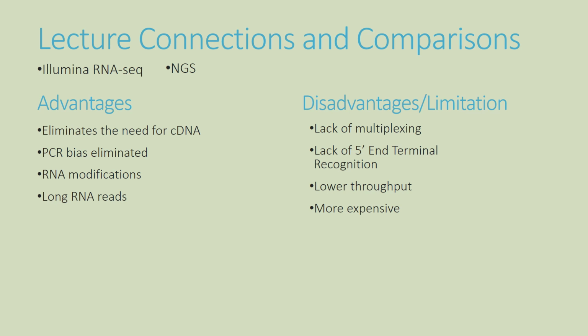And then next, PCR bias is eliminated. PCR is not used in this method, thus you're not experiencing PCR bias that is commonly seen when using the Illumina RNA-seq. This method can provide information on RNA modifications, which are important in understanding the function of RNA molecules. And long RNA reads can be sequenced.